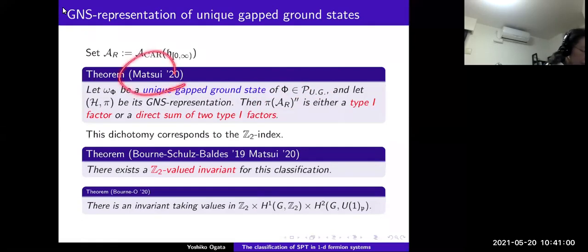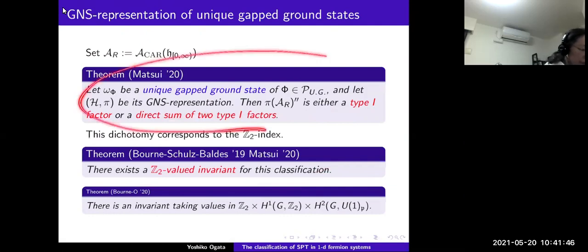In fact, in this paper a condition that translation invariance is required, but I can guarantee you that using the original Hastings area law's proof and Matsui's proof from area law to split property, we can still show this without translation invariance. So anyway, this holds. And so there is a corresponding dichotomy here in Matsui's theorem. And actually, this is the Z2-valued invariant found by Schulz-Baldes and Matsui.